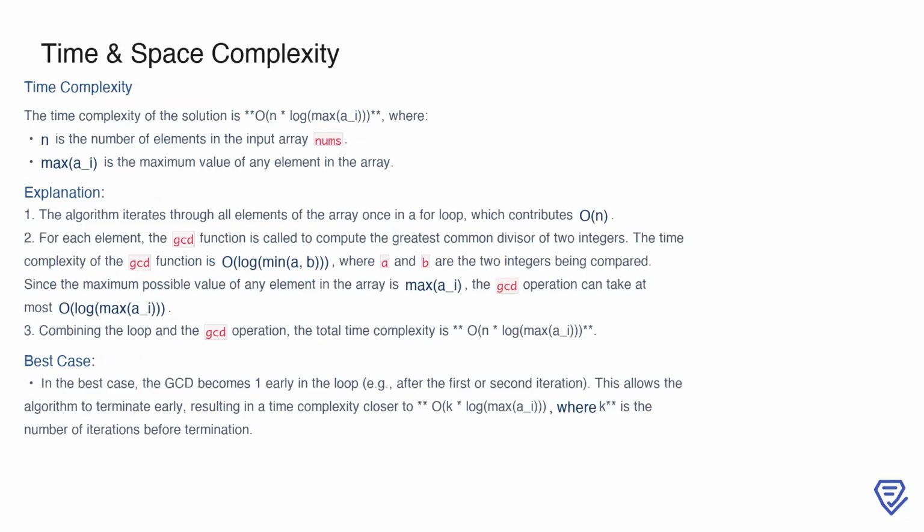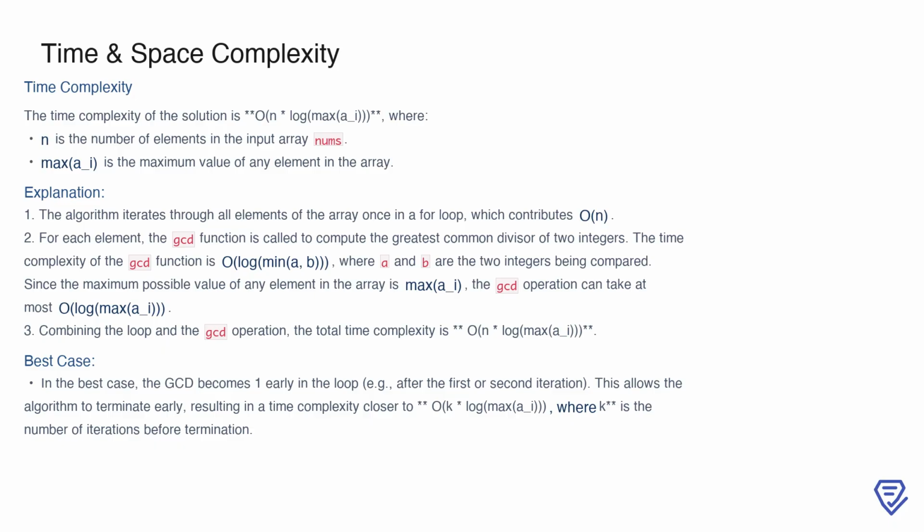The time complexity of this solution is determined by analyzing the two main components of the algorithm. First, we have a single loop that iterates through all the elements in the input array nums, which contributes an O(n) factor to the complexity, where n is the number of elements in the array. Second, within this loop, the GCD function is called to compute the greatest common divisor of two integers.